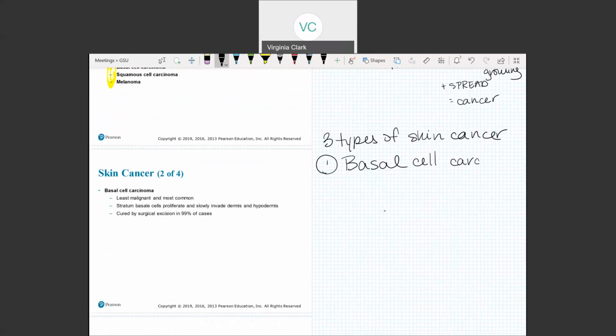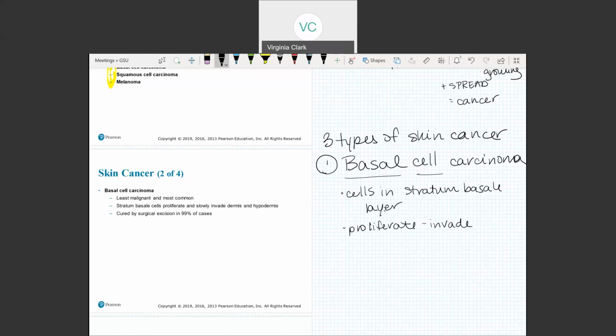Carcinoma means essentially cancer, but look at the name of this, basal cell. So this is actually going to occur in cells in the stratum basale layer, because that's basal cell carcinoma. In the stratum basale layer, this is what's going to happen. They're going to proliferate. They're going to produce way, way too much. And instead of just going up, they will invade down. They will invade into the dermis and the hypodermis.